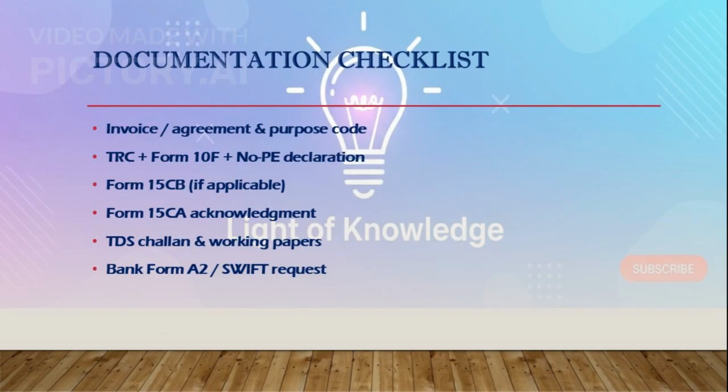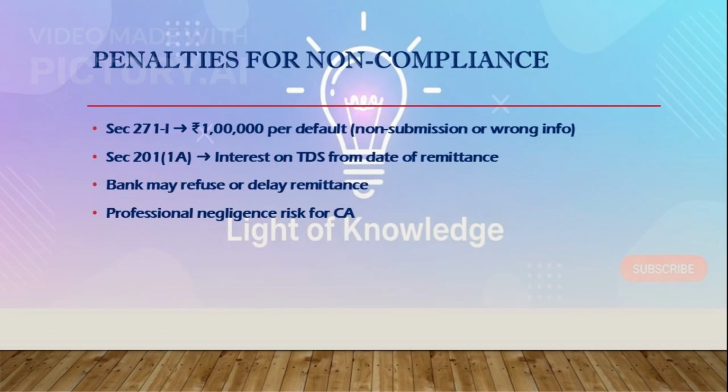Following this checklist avoids 90% of bank queries. Keep scanned copies in a single folder. E-filing portal now stores previous submissions for reference. Penalties are per form, not per remitter, so multiple lapses can add up quickly.